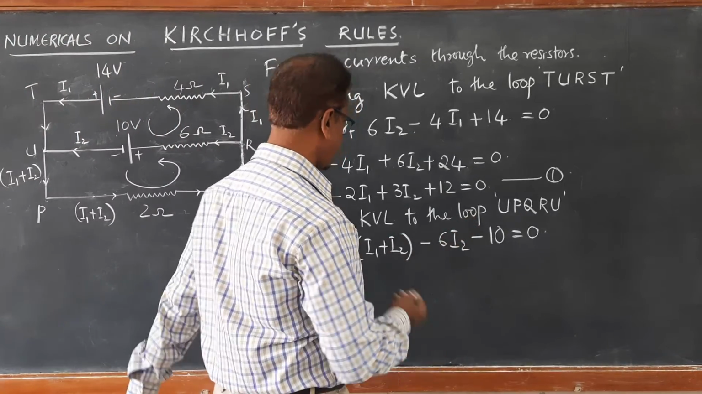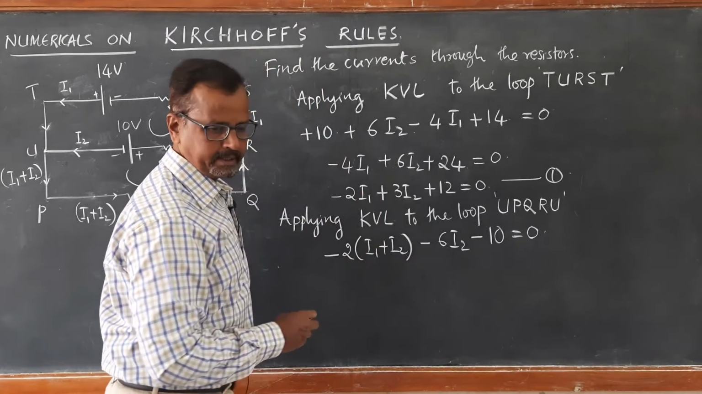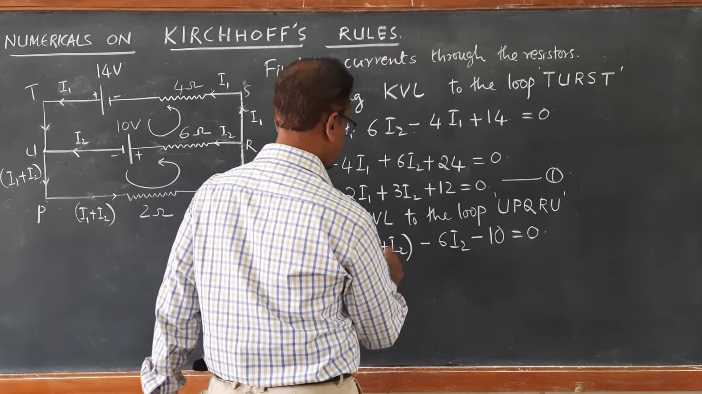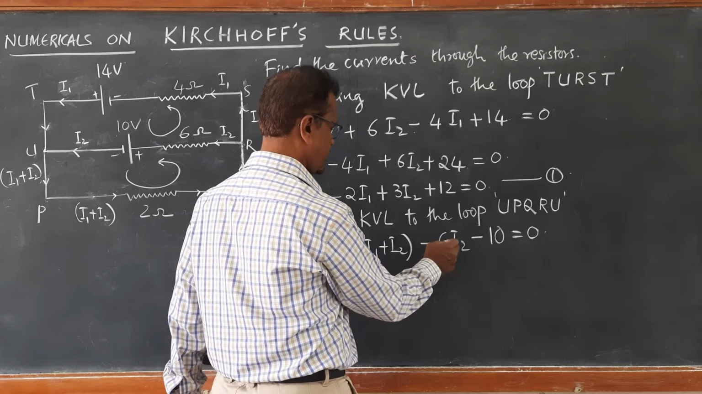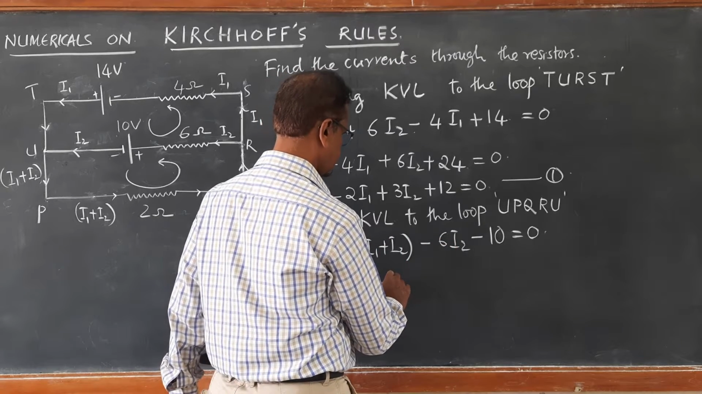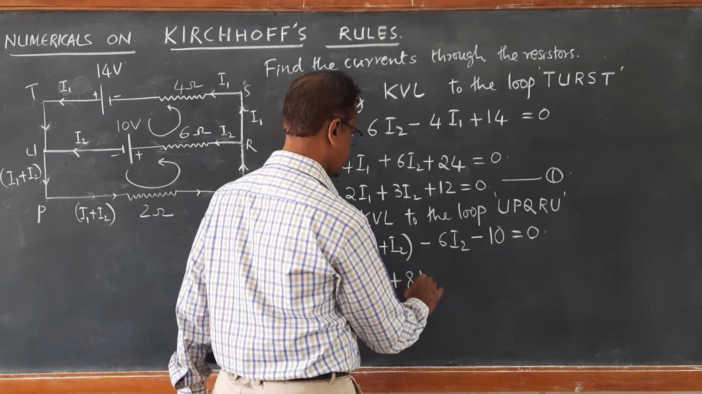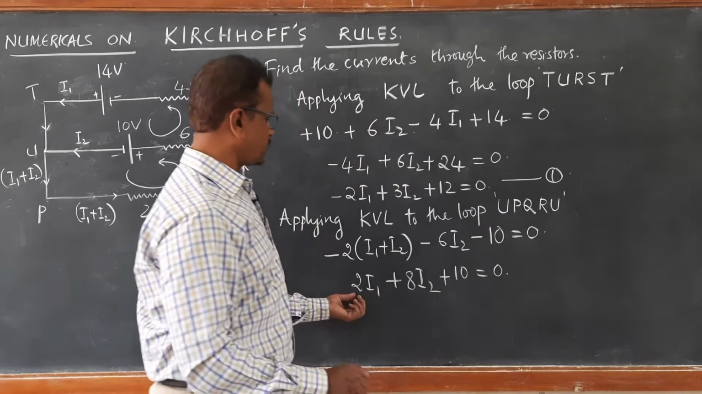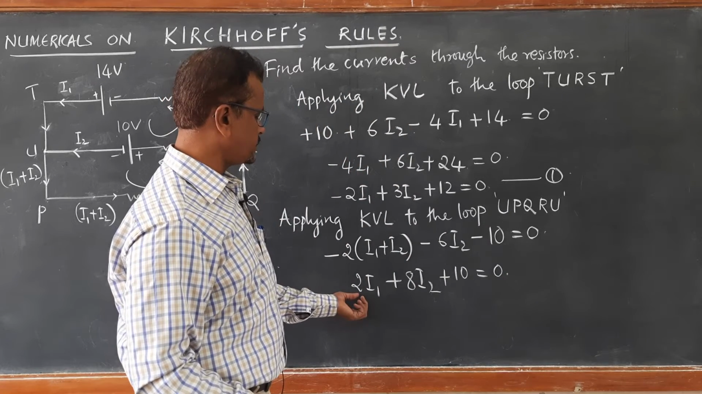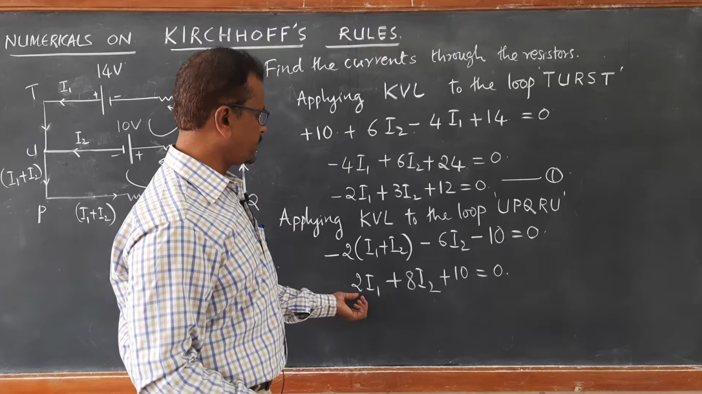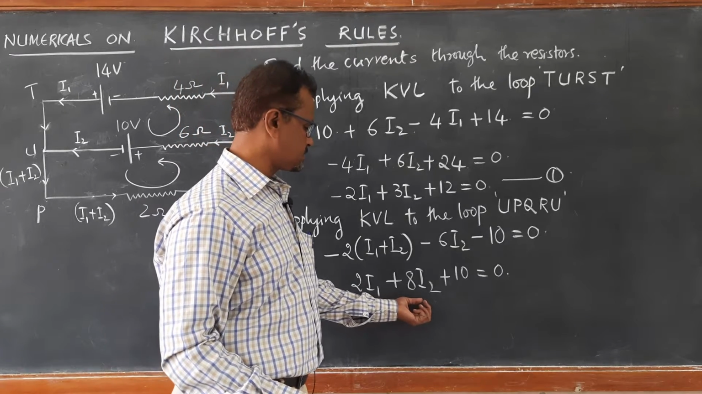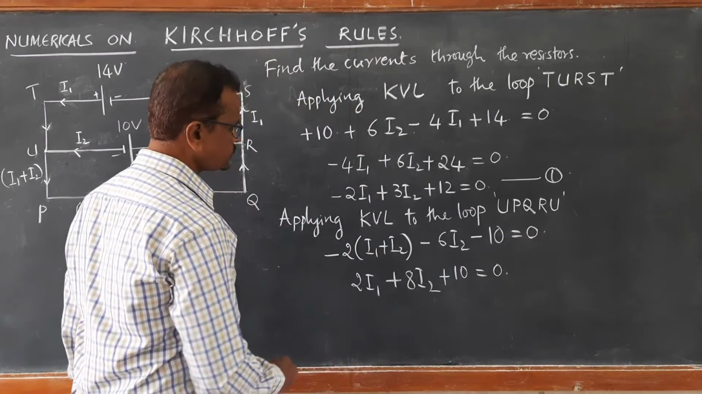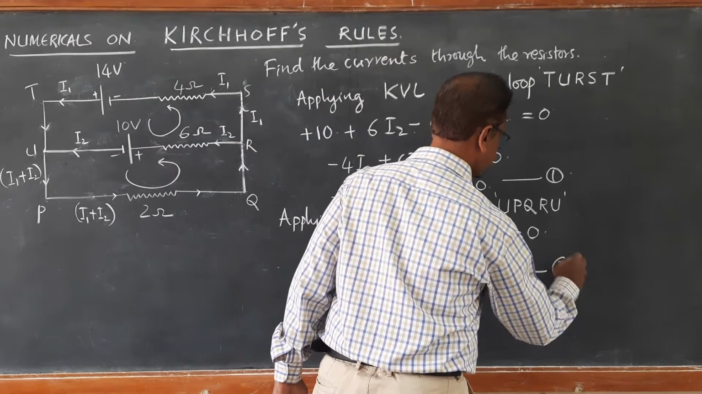So if you take out negative common, then throughout negative can be cancelled. So this becomes 2 I1, and here minus 2 minus 6, it becomes minus 8. So it can be written as plus 8 I2 plus 10 equal to 0. If you take 2 common, then it can be written as I1 plus 4 I2 plus 5 equal to 0. Now let us take this itself as the second equation.